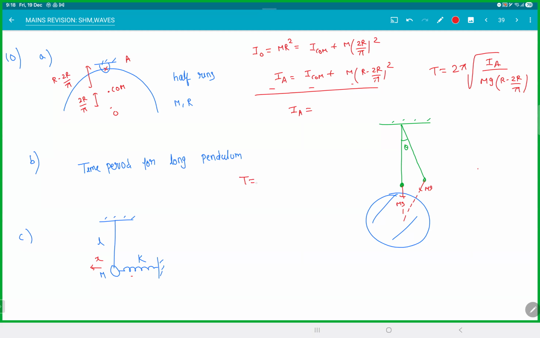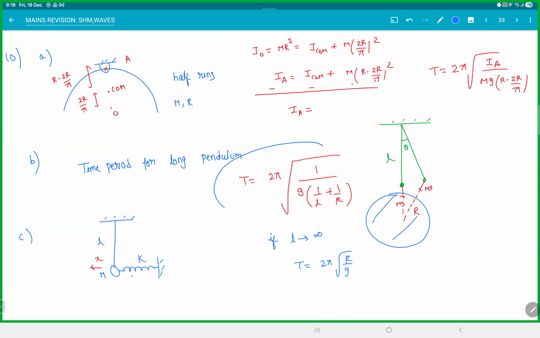So the time period for this thing is 2 pi root over 1 by g into 1 by L plus 1 by R. Remember the formula? Where L is the length of the pendulum and R is the radius of the planet. And if L is infinity, that's the infinite pendulum. The time period becomes 2 pi root over R by g. This was a straightforward question asked multiple times. Find the time period of an infinite pendulum. People think it is infinity, because we remember the formula 2 pi root over L by g, so you think L is infinity. The formula is wrong. This is the actual formula.